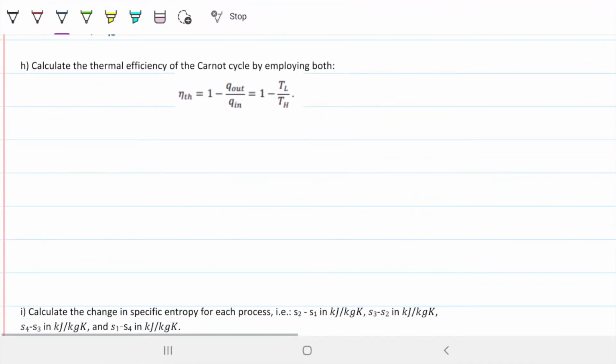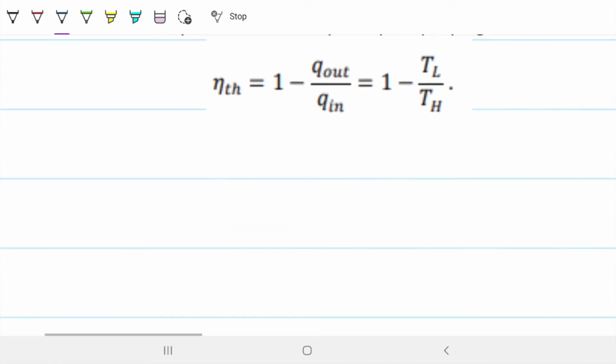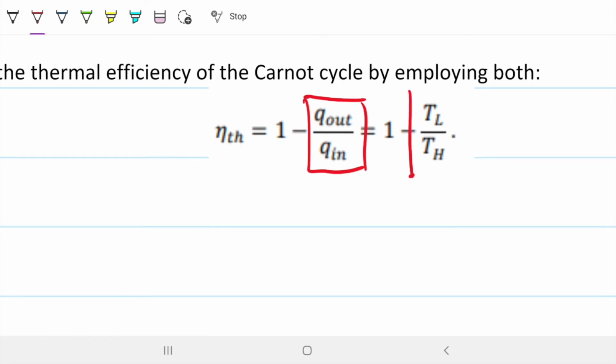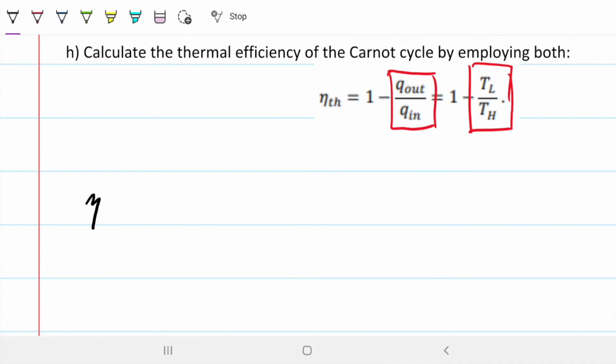H. Calculate the thermal efficiency of the Carnot cycle by employing both definitions of the efficiency. So we want to relate the efficiency with how much Q is being outputted by the system, how much energy we're inputting to the system in the form of heat, and also relating with our lower reservoir and hotter reservoir, and colder reservoir, right? So they should render the same efficiency, unless there's some approximation thing going on.